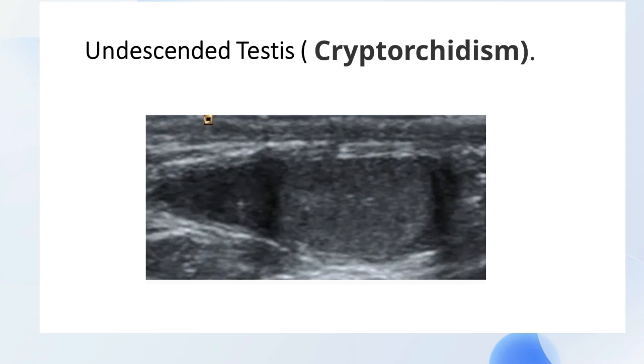So there is this other condition that mostly affects newborns, where they are born and the testicles are not felt. That is called undescended testicles, or cryptorchidism. Now, when doing a sonar with people who have cryptorchidism, you must be very aggressive in checking the abdomen, the inguinal canal, and the scrotum.